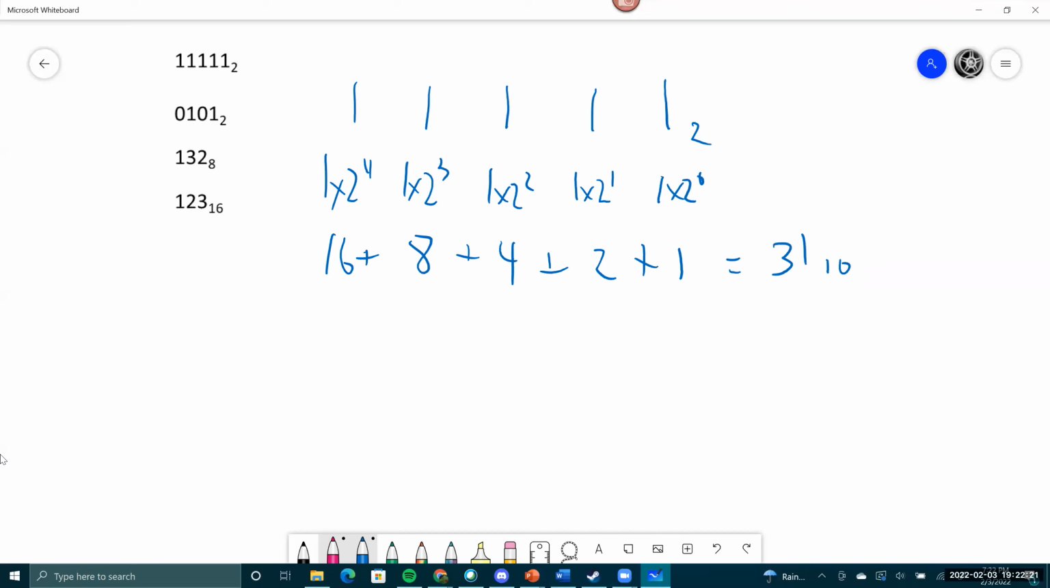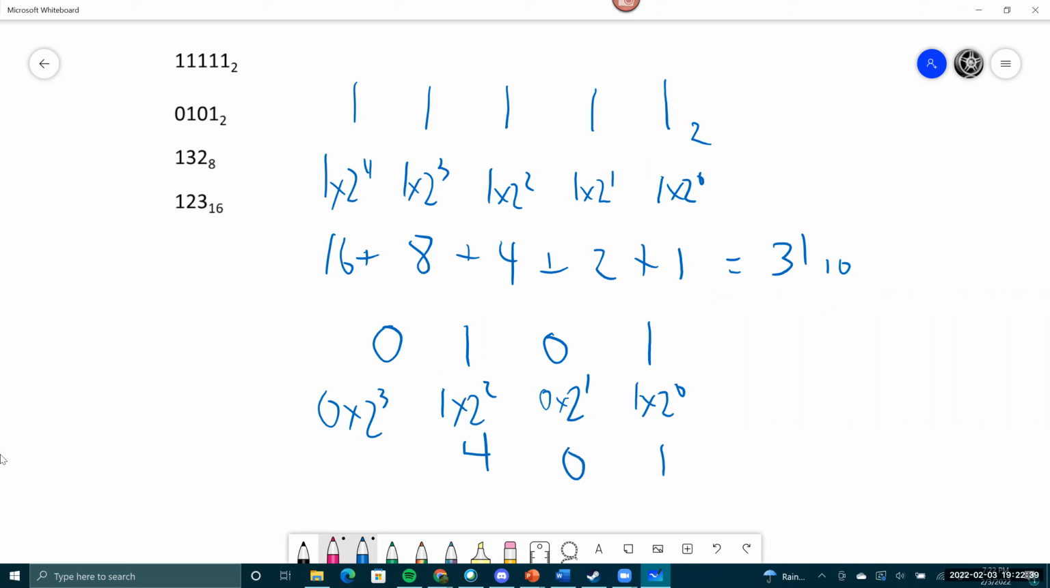The next one, 0, 1, 0, 1. This is 1 times 2 to the 0, 0 times 2 to the 1, 1 times 2 squared, and 0 times 2 to the 3rd. So this would be 1, 0, 4, 0. You add it all up, this gives me 5, base 10. Okay, so that takes care of the first two. Now let's do the next two.